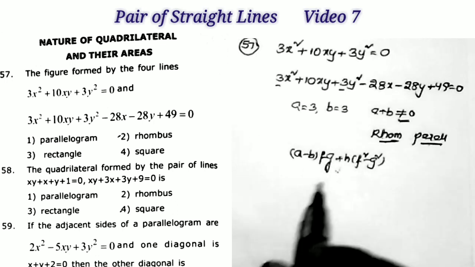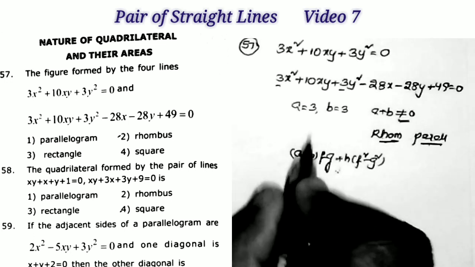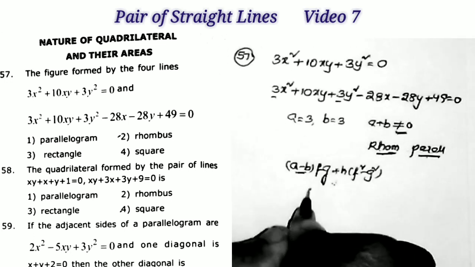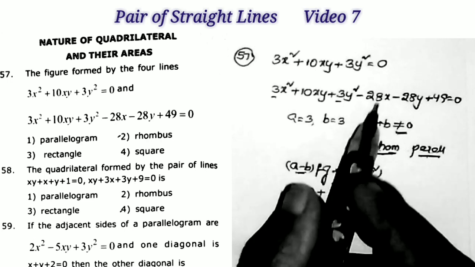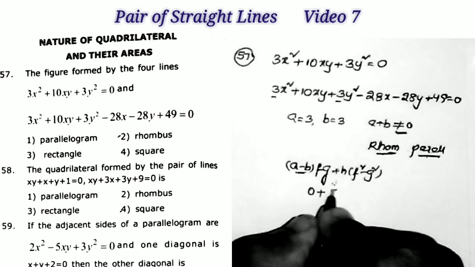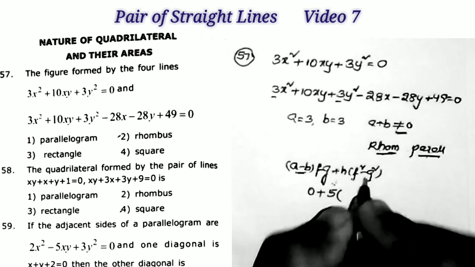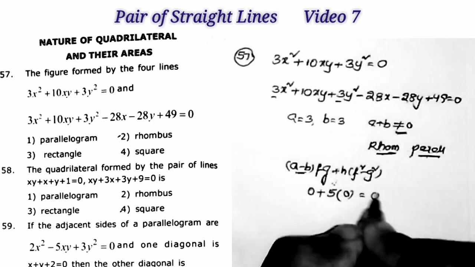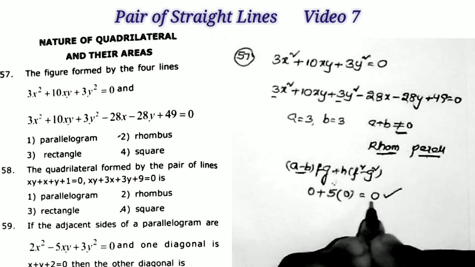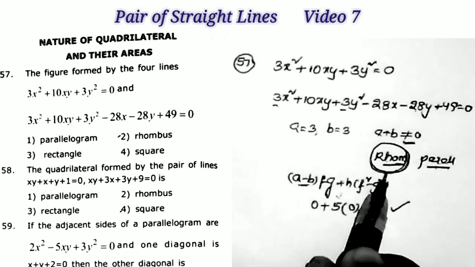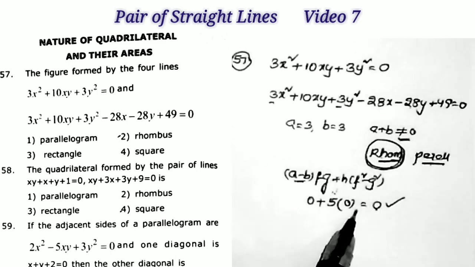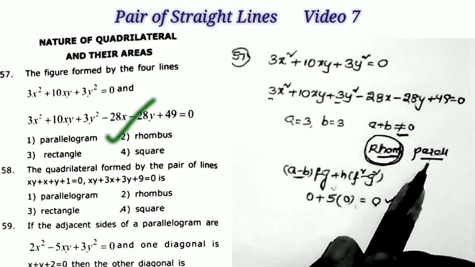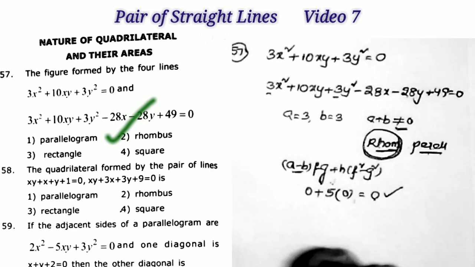Okay. So here replacing the values. What is a minus b? 3 minus 3, that is 0, means first value 0. H into h value 10 by 2, that is 5 into f square minus g square, 14 square minus 14 square, that is equal to 0. Yes, this value is equal to 0. So this value is equal to 0 means given lines form a rhombus. If value not equals to 0, then that is parallelogram. If this value is equal to 0, then that is the rhombus.